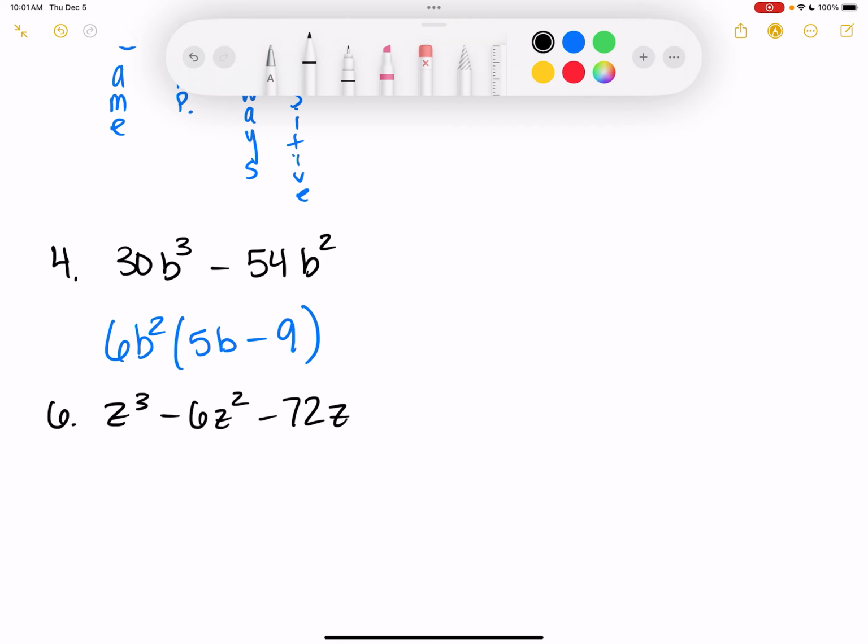And just one of them. So I have z times z squared minus 6z minus 72. Now once I'm here, I want to see if I can factor what's in here more. So I would need factors of negative 72 that add up to give me negative 6. This is probably a weird one that you wouldn't necessarily normally use.